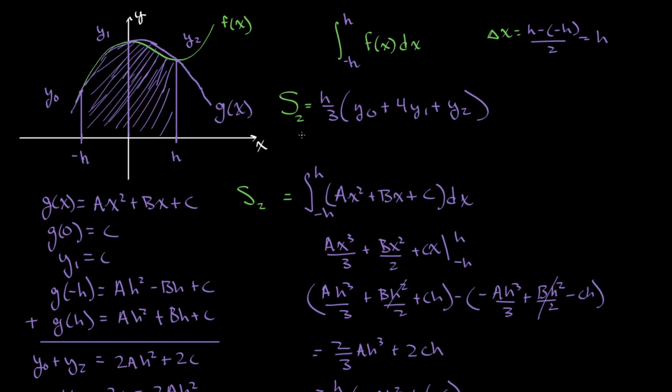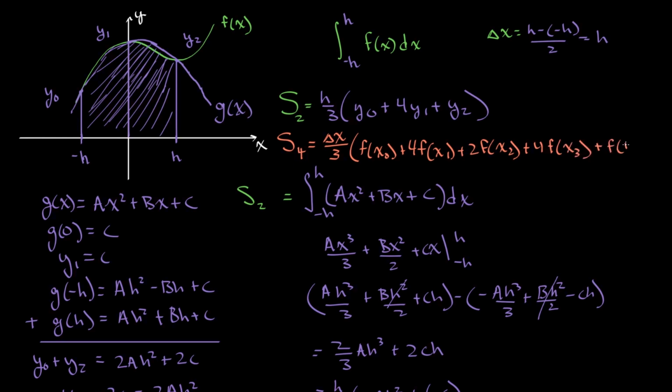Now, another note to make before we go. Say you had a larger amount of subintervals. If we were to write out Simpson's rule with 4 subintervals, we would see something like this. We would have f of x naught plus 4 times f of x sub 1 plus 2 times f of x sub 2, and then plus 4 times f of x sub 3, and then finally plus f of x sub 4.